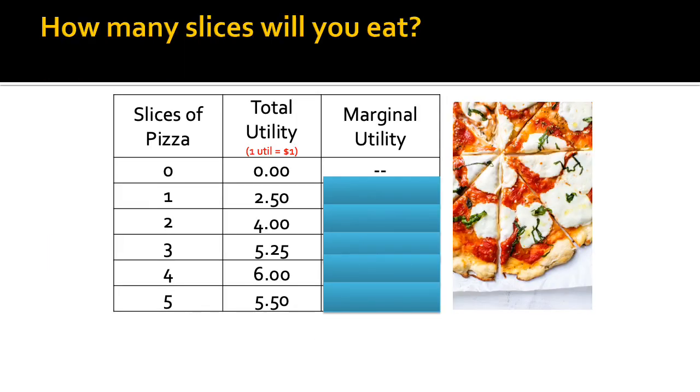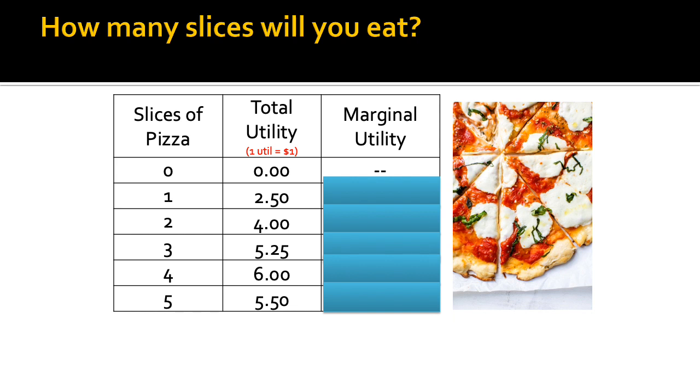So, how many slices will you eat? Here is slices of pizza that you just purchased. This is the total utility you derived from a consistent consumption of one slice after the other. And notice if you get 0 slices of pizza, then you actually have 0 utility as a result. Now, just for simplification, we're going to make this assumption. We're going to say 1 unit of utility is equal to $1.